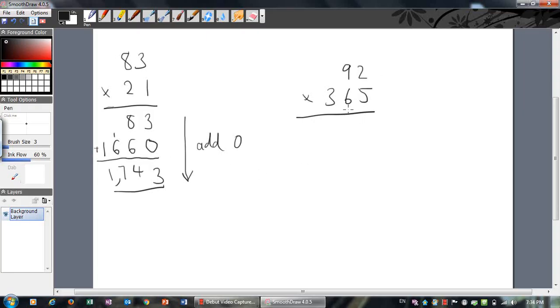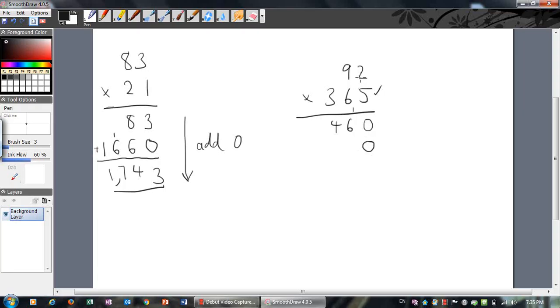2 times 5 is 10. 9 times 5 is 45, plus this one is 46. Alright, that's the 5 column done. Let's go to this 6 now. Now we're going to multiply 92 by 6, but it's not 6, is it? It's 60. So because it's the second row down, we put a 0 here. Don't get fooled by this 0, that came about because of 2 times 5.